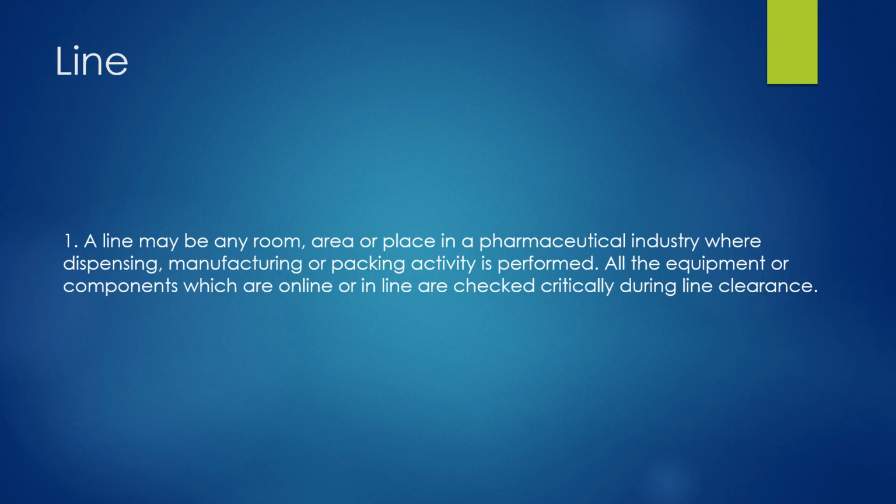So these are the areas where activity is being carried forward, which is a multi-purpose facility. To avoid mix-ups, the area has to be cleared. So we consider the line to be a particular designated area where multiple activities are carried out. That is what we call the line. Let us see about clearance.